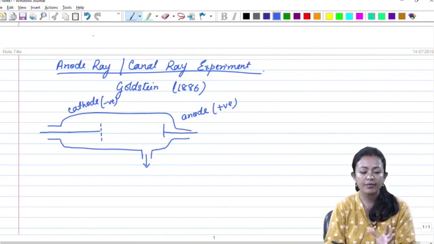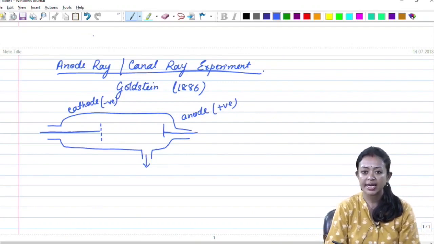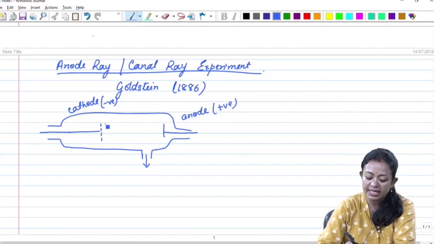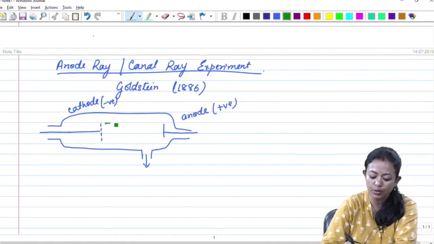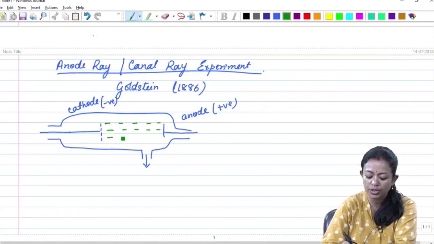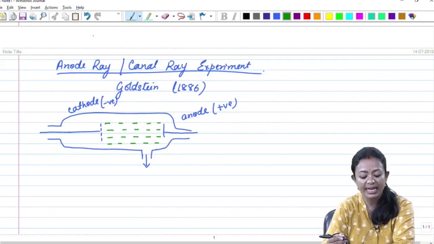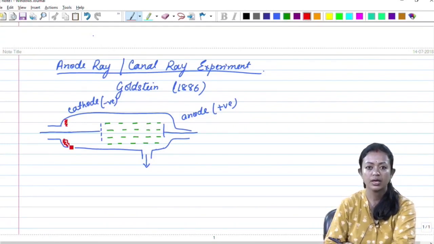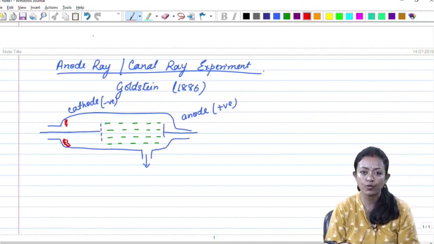When he allowed a high voltage current to flow through these electrodes, he found that the negative charges started moving. He knew that the negative charges were moving from the cathode towards the anode, because the negative charges, which are actually electrons, moved from the negative terminal towards the positive terminal. But suddenly he observed that there was some glow behind the cathode. Now the question is, what is that glow for?